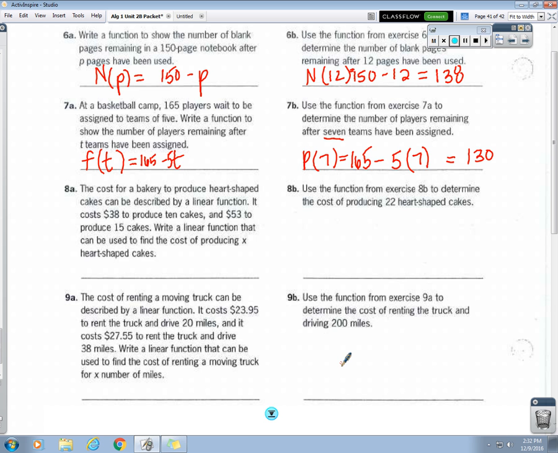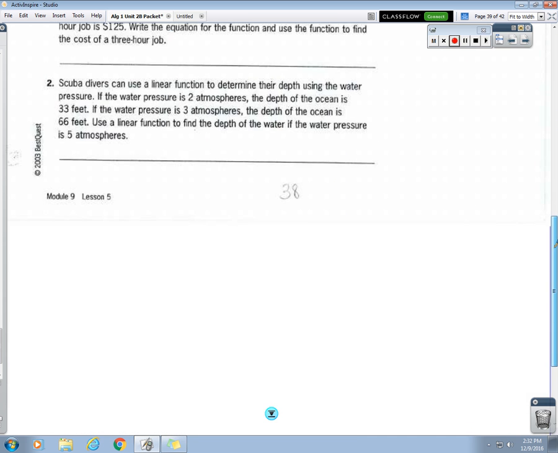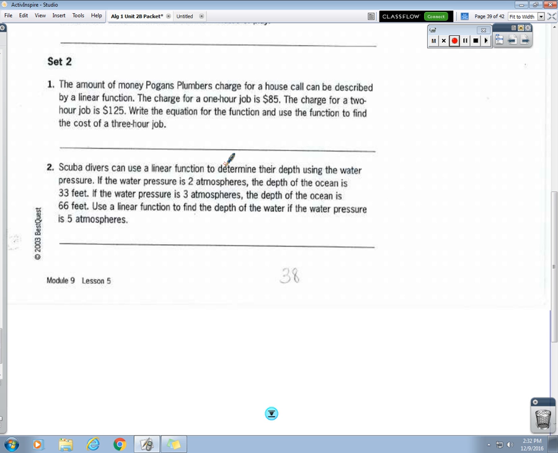Okay, turn back to page 38 now. Set 2. No. These are different. I'm about to teach new stuff. Yeah, I think these are easier too.